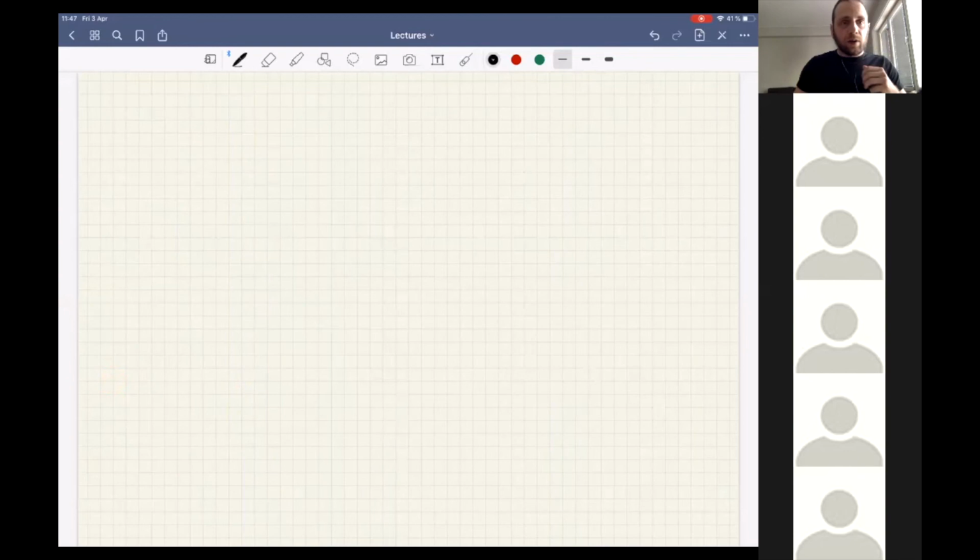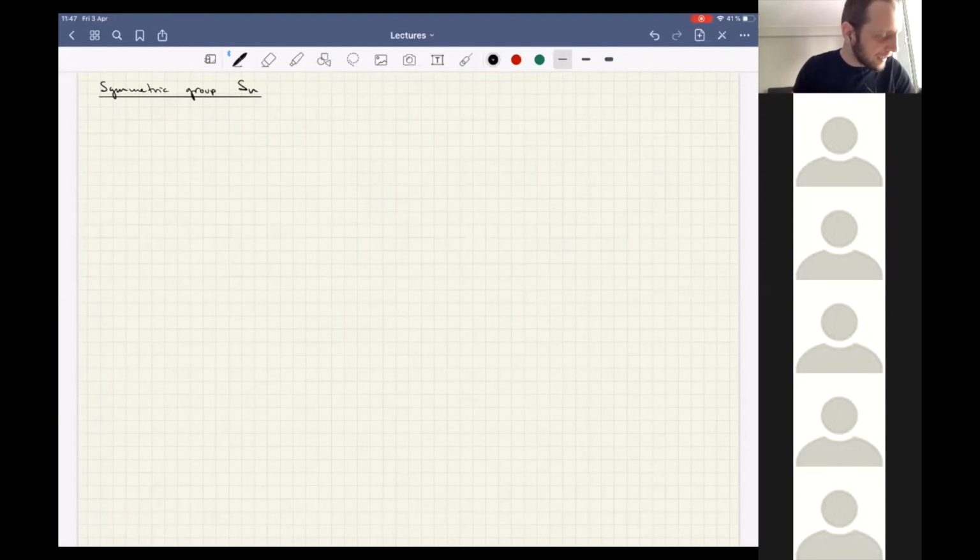Okay, so the last example I want to have today is what is called the symmetric group. It's denoted Sn. And it's a rather important group because it's going to turn out that all of the groups that we just discussed are going to be subgroups of this group. And it's rather useful to know a little bit about this. So this symmetric group Sn is the group of all permutations of n elements.